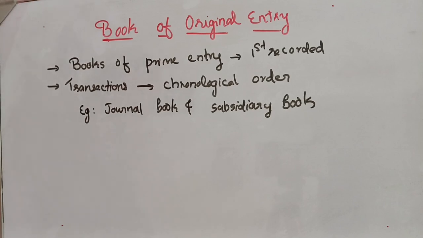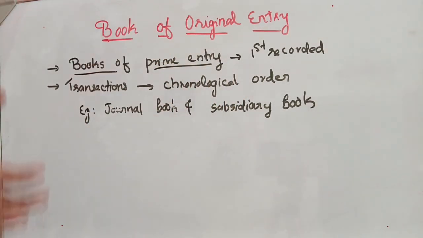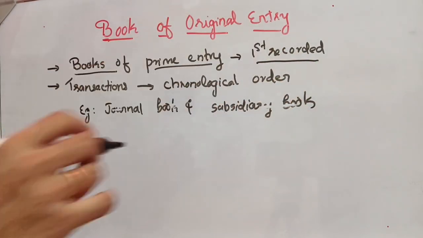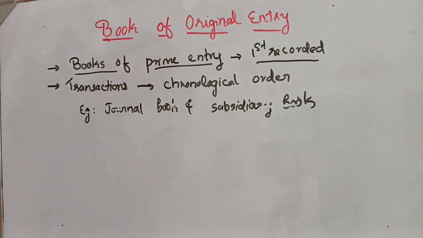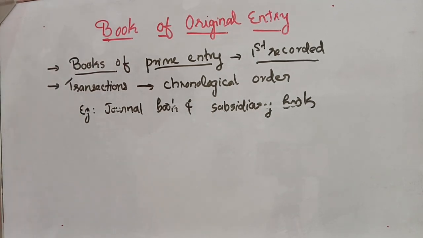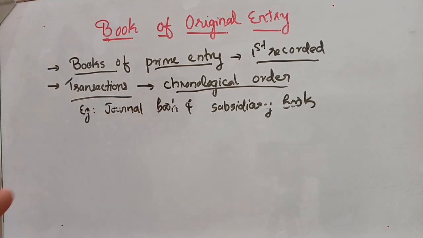What is the book of original entry? Book of original entry means it's a book of prime entry. Prime entry means it's a book of record where the transactions are recorded for the first time. First we record the transactions into this set of books, which is called the books of original entry. And in which order are these transactions recorded? They are recorded in chronological order. Chronological order means they are recorded date wise, in the order of happening or in the order of occurrence.